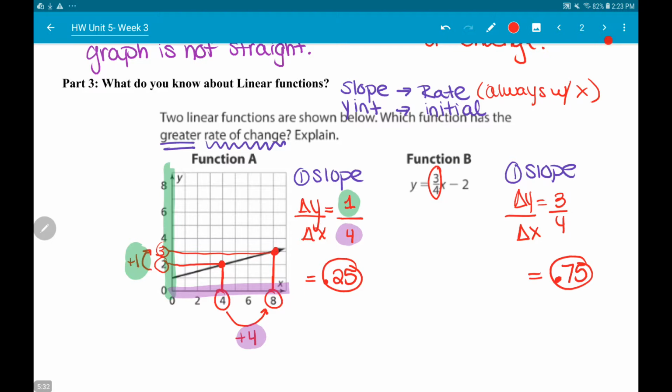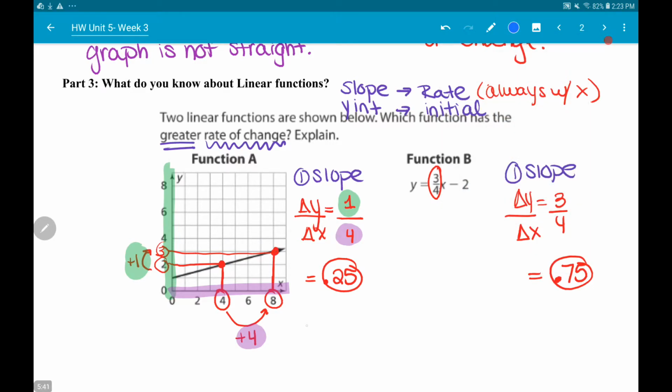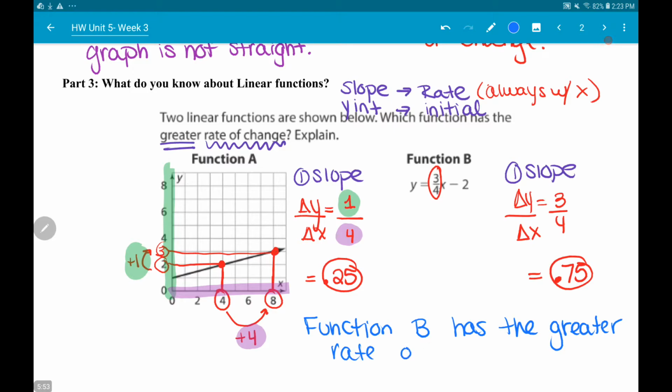So now that I have two values for slope, I'm now going to answer the question. Which function has the greater rate of change? So, function B has the greater rate of change because 0.75 is the bigger number.